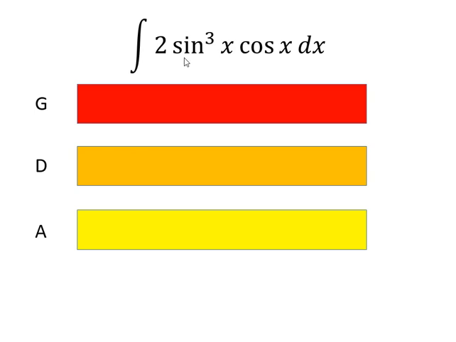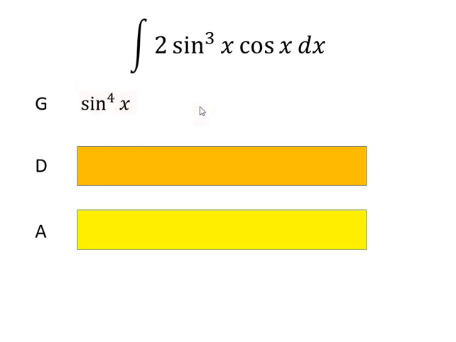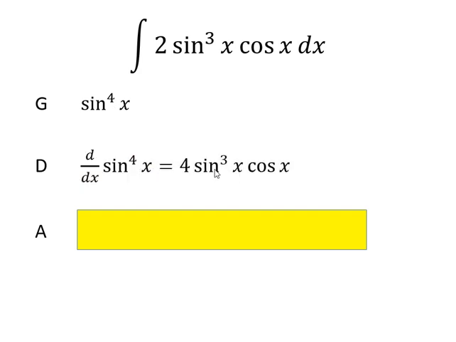Our guess is just going to be our sine x but raised to one higher power. So our guess is going to be sine to the 4 of x. And you'll see why that works when we differentiate it. If we differentiate this using the chain rule, then we differentiate sine x, which gives us cosine x, and we bring the 4 down to the front and drop the power by 1. So we actually end up with the 4 coming down to the front, dropping the power by 1 and multiplying by the derivative.